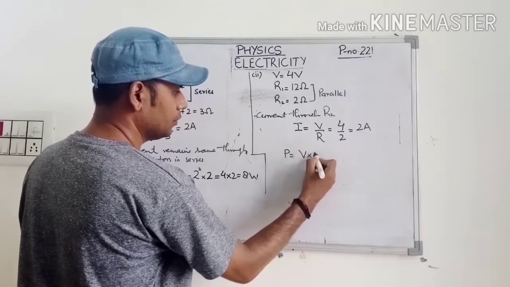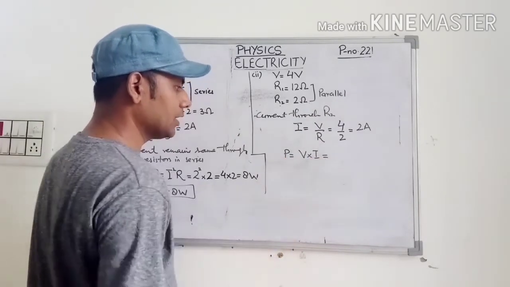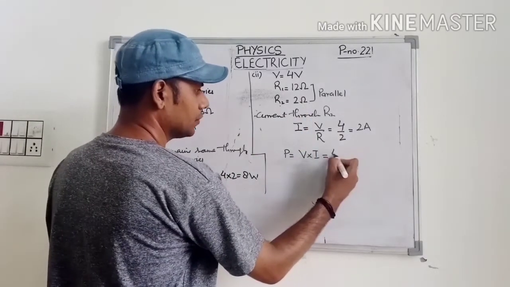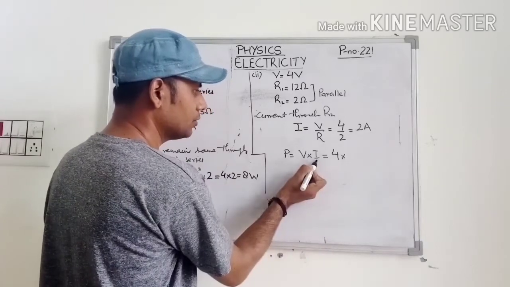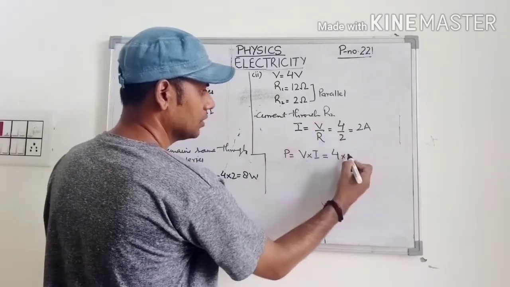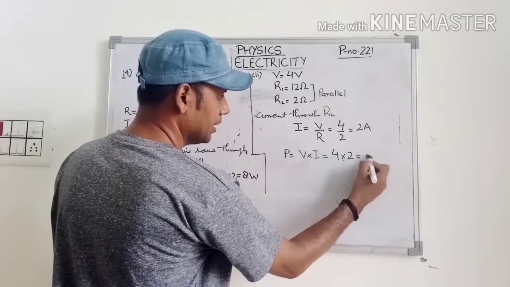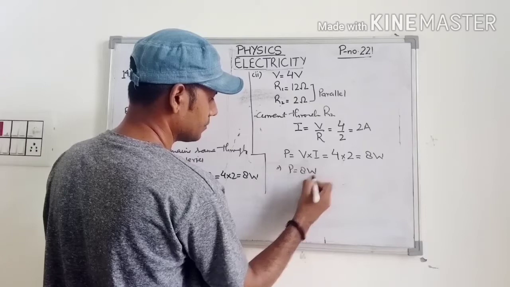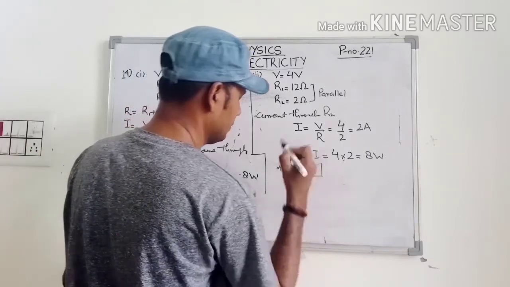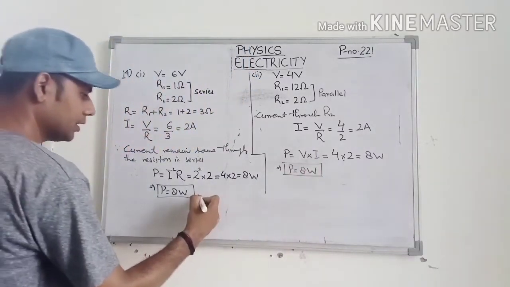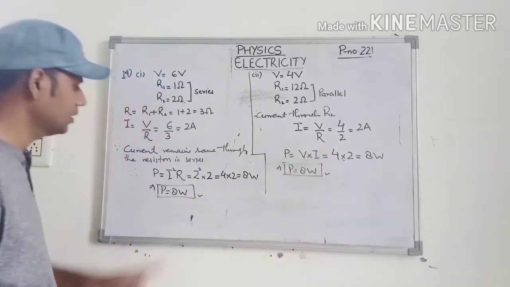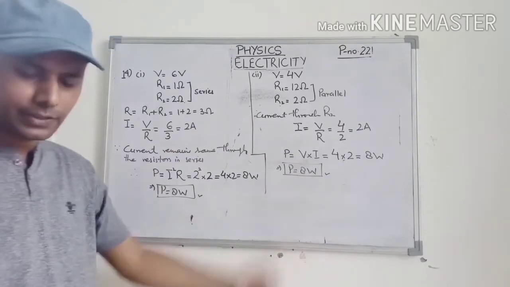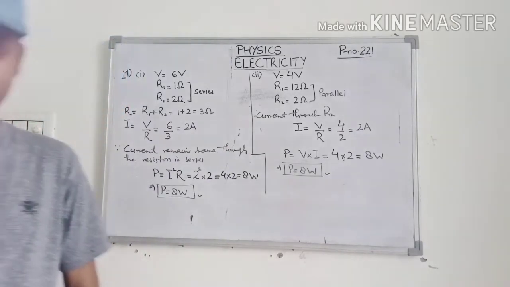Okay. And now since we have to calculate the power through the 2 ohm resistor, so what is the formula of power? It is V into I. What is the voltage? As we know that voltage remains same through all resistors, so it is 4 volts. And what is the current through the 2 ohm resistor? It is 2 amperes. So 4 2s are 8 watts. So you can check in both the cases, first and second part. The power consumed through the 2 ohm resistor is 8 watts. So it is same.